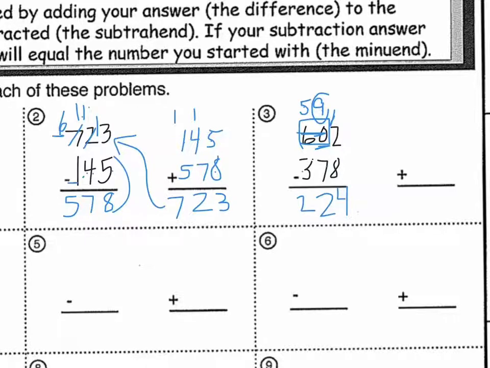And let's check this right over here. Go ahead and do that on your paper. 224. Hopefully your writing's neater than mine. I'm writing with a stylus right now on an iPad. It's pretty tricky. 8 plus 4. Oh, I did something wrong. 378. Oh yeah, there we go.